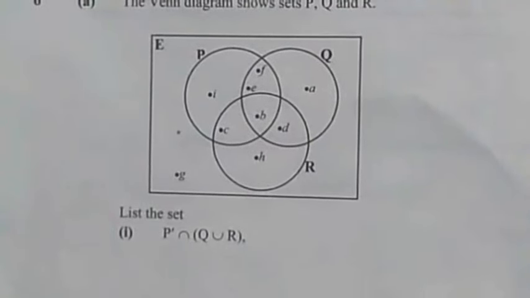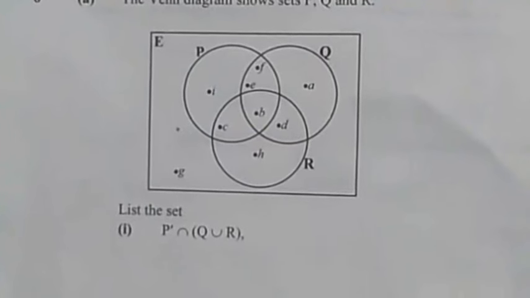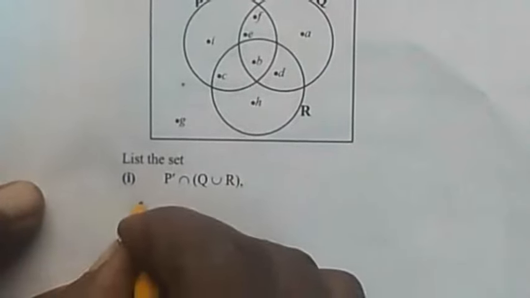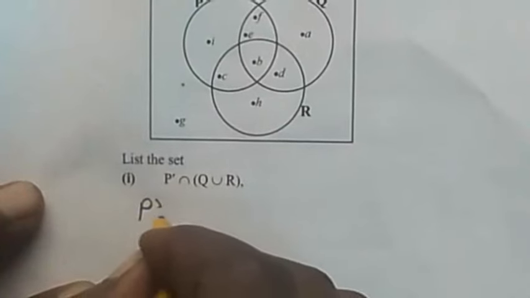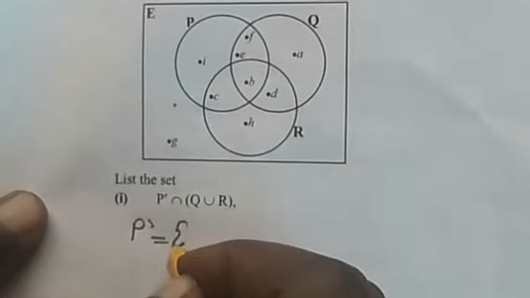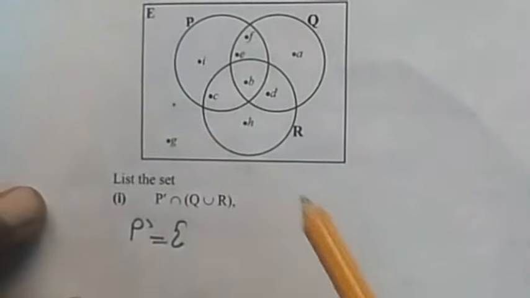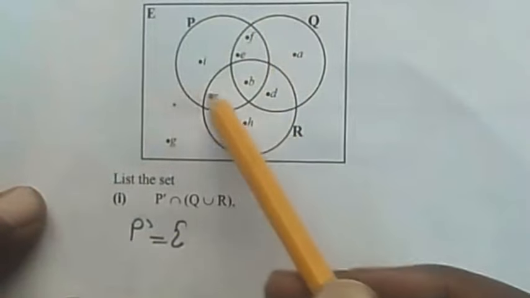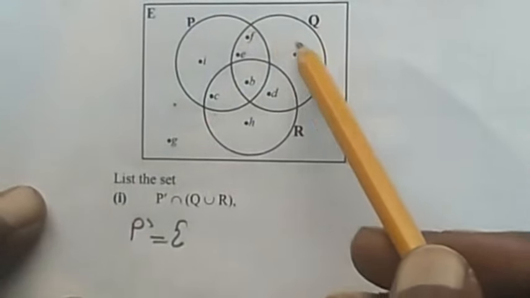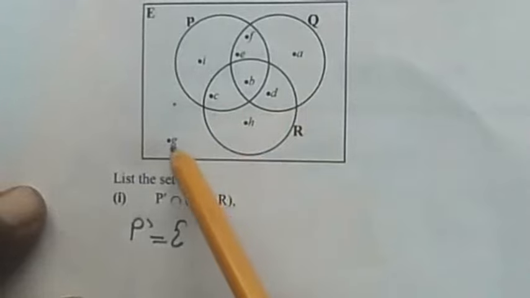Okay, so what we're going to do now is list the members which are P complement. First, I'm going to come up with the set P complement, which is the members that are not found in set P. So any member that is found in this set is a member of P. P complement are those which are found in these areas and outside.